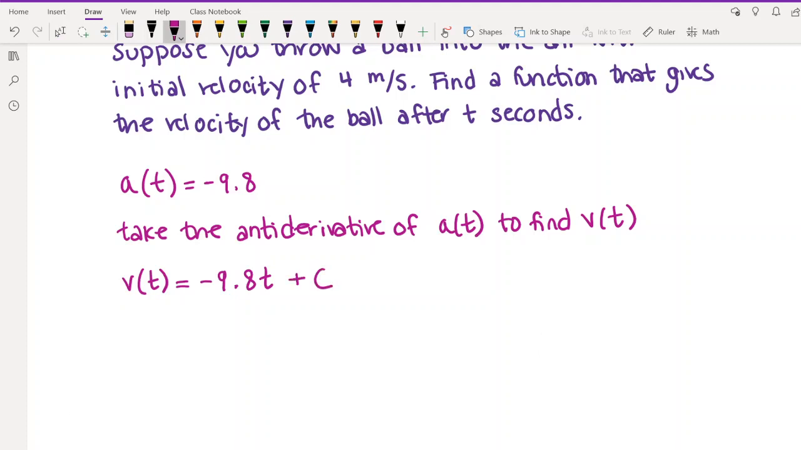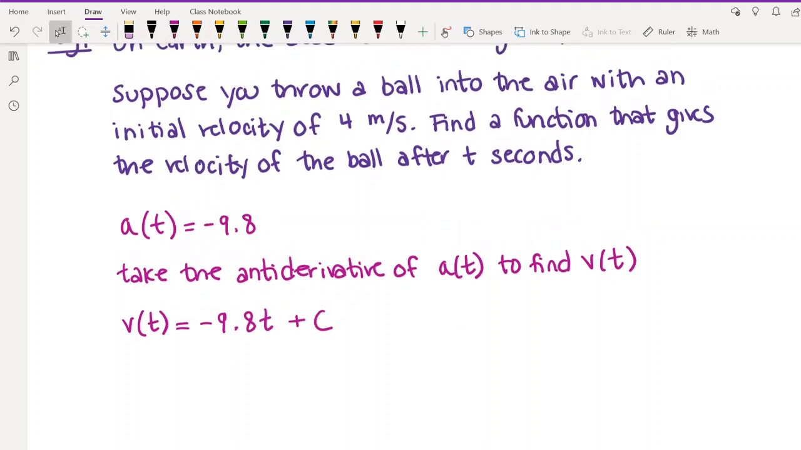So how do we figure out what c is? Well, there's a little bit of extra information given to us here, which is that the initial velocity is 4 meters per second. So what does that mean? That means that when the time is equal to 0, the velocity is 4. This basically means that v of 0 is equal to 4, right? Because initial means starting, and that means that time is equal to 0.